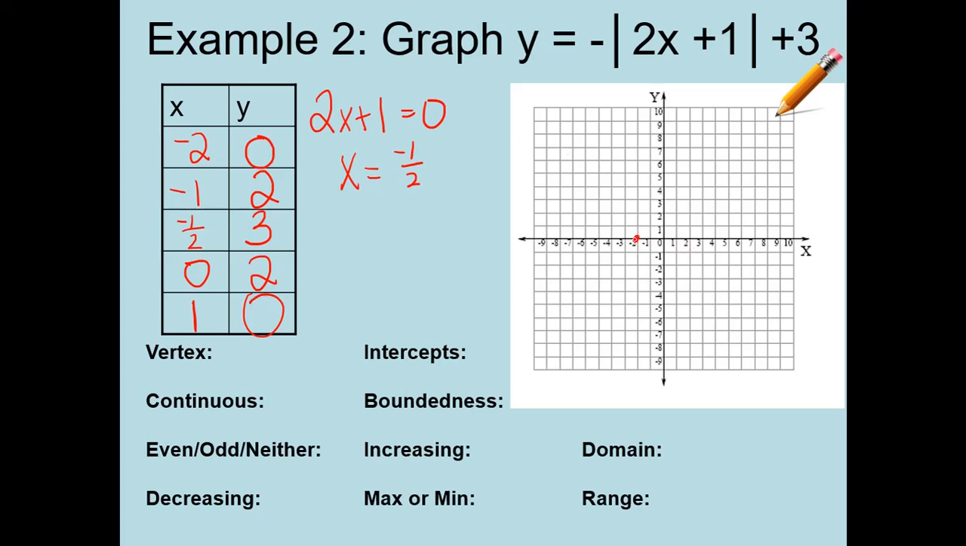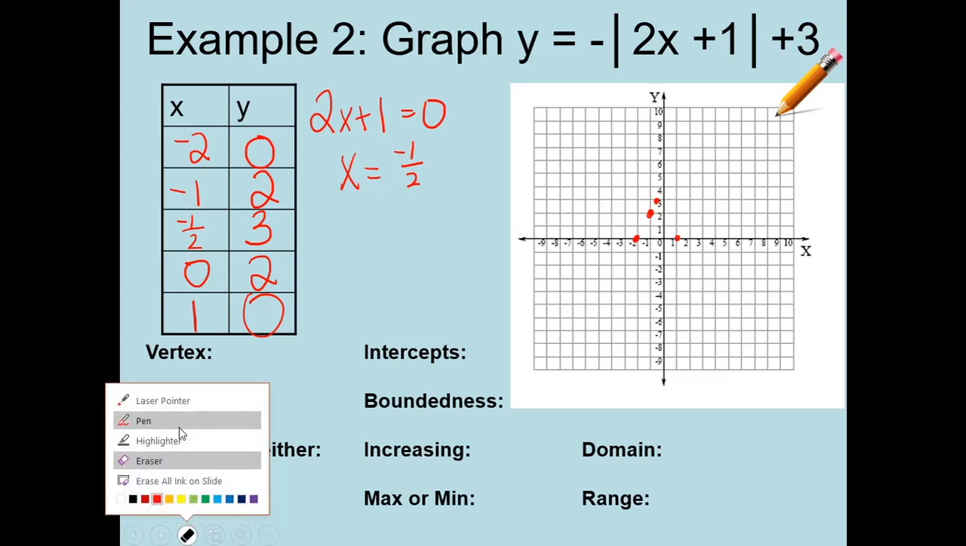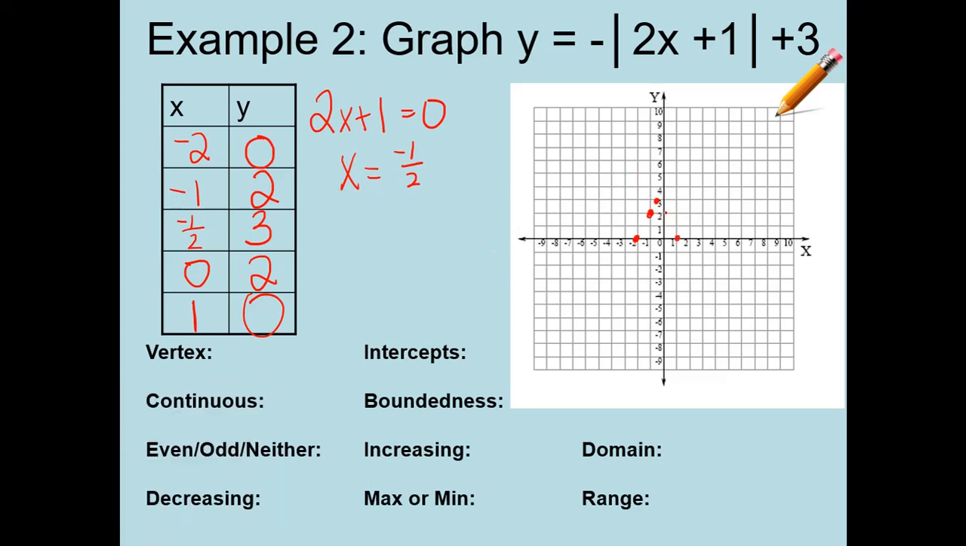Okay, -2, 0. -1, 2. -1/2, 3. 0, 2. Whoa, and 1, 0. My graph went a little wonky there. Let's clean that up so it's easier to see. There we go. 0, 2. Okay, let's graph that line. Kind of a skinny little guy, isn't he?